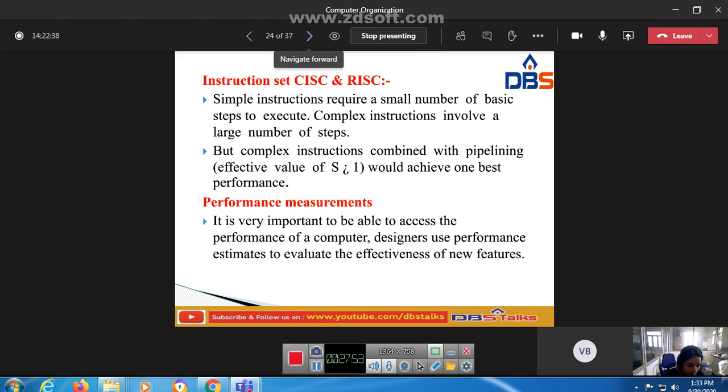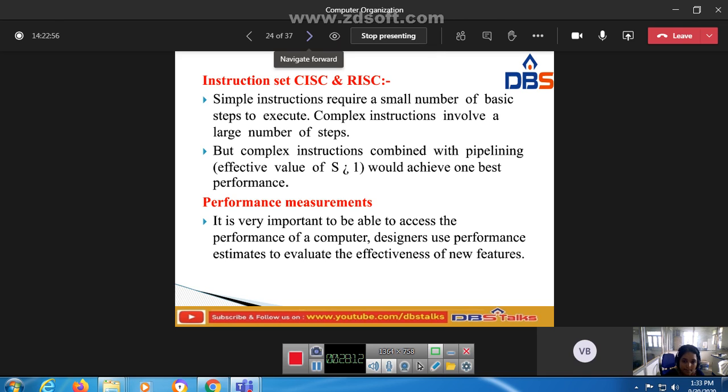So it is not obvious if one choice is better than the other. But complex instructions combined with pipelines would achieve the best performance. It must be easier to implement efficient pipelining in processors with simple instruction steps.